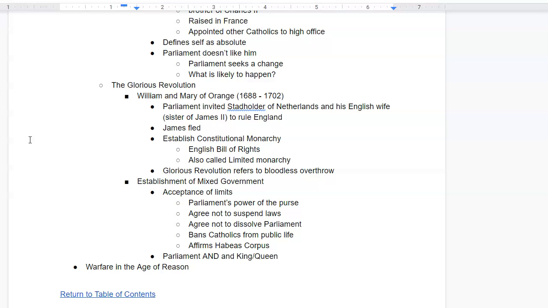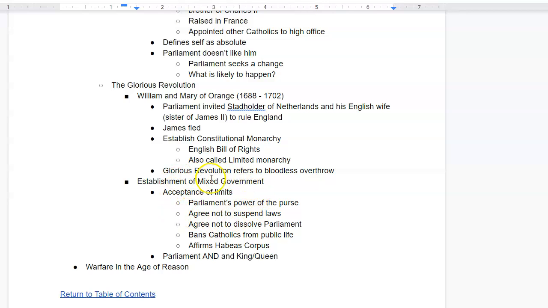William and Mary, though, they owe their position not directly to God, right? Parliament had to invite them. So they owe Parliament. In exchange, they agree to the English Bill of Rights and establish a limited, not an absolute monarchy. And this bloodless overthrow is referred to as the Glorious Revolution because the king fled, a new king and queen came in, and no one was killed.